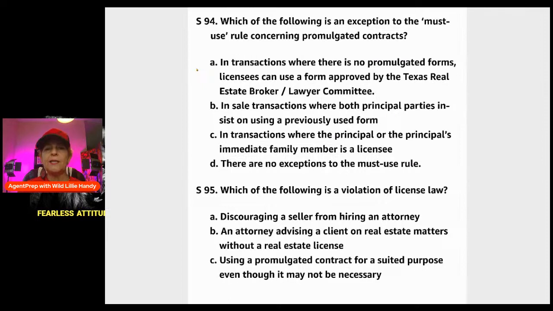A, in transactions where there is no promulgated forms, licensee can use a form approved by the Texas Real Estate Broker Lawyer Committee. B, in sale contract transactions where both principal parties insist on using a previously used form. C, in transactions where the principal or the principal's immediate family member is a licensee. Or D, there are no exceptions to the must-use rule. So which of the following is an exception to the must-use rule?